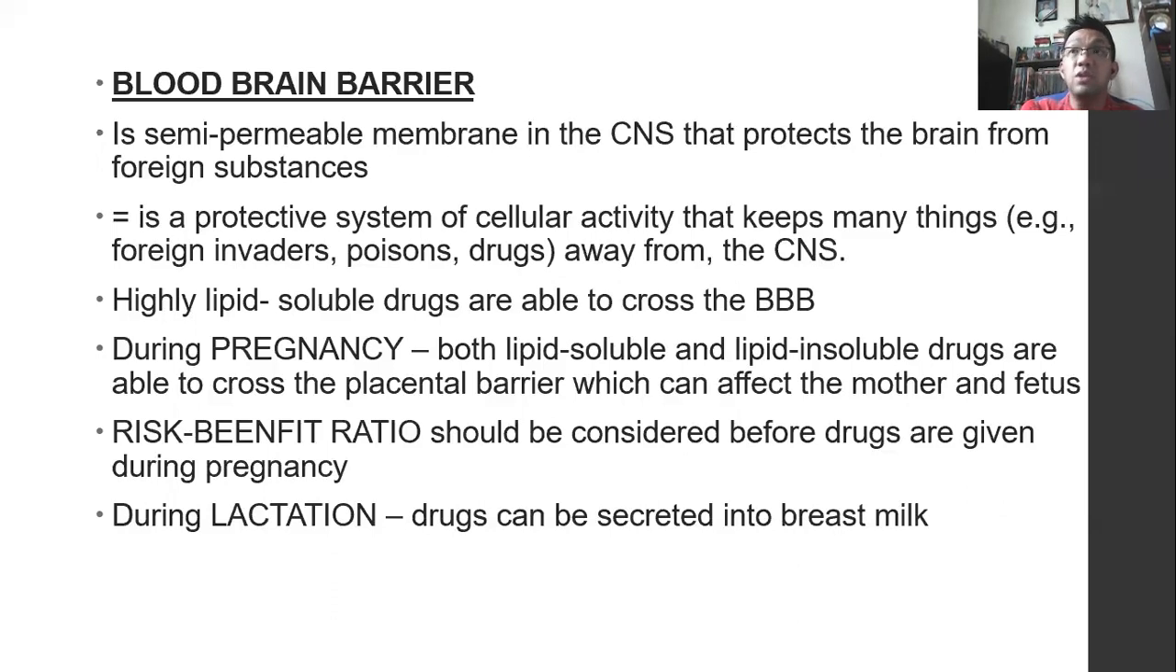Also, we need to take into consideration mothers who are breastfeeding or lactating, because during lactation, there are certain drugs that can be secreted into the breast milk, and once these drugs are secreted into the breast milk, they can cause harm to the infant. So obstetricians or pediatricians can take this into consideration as well.